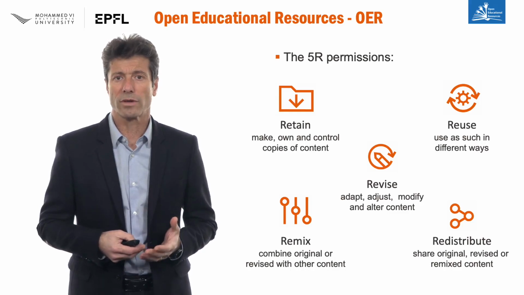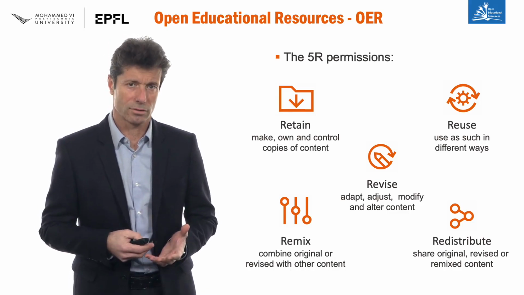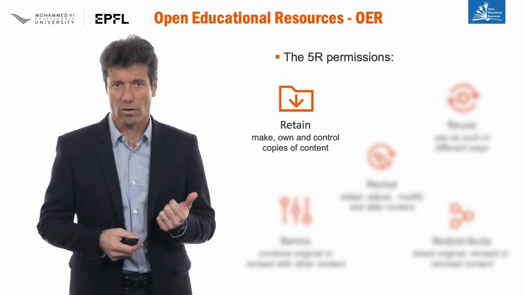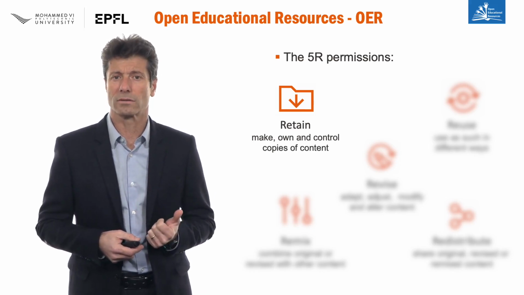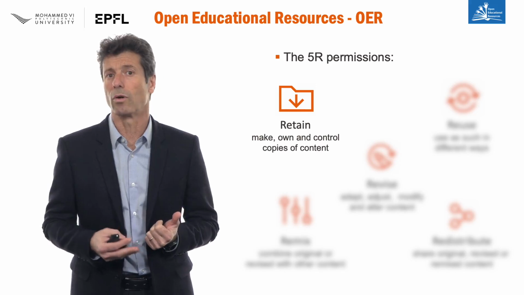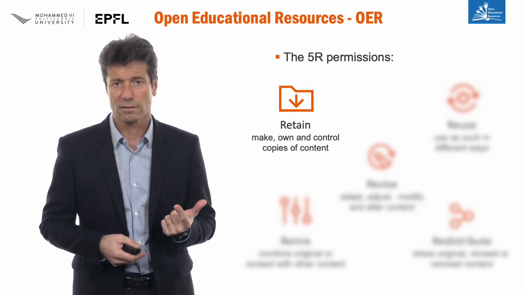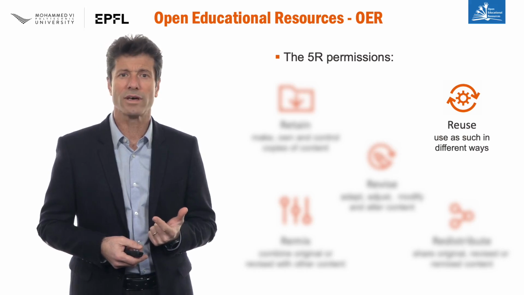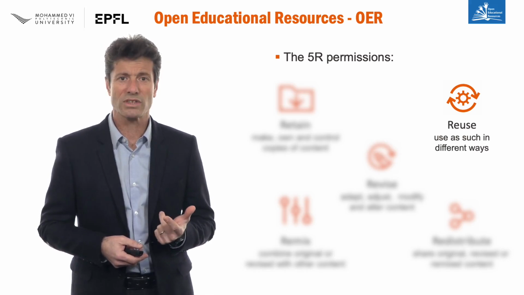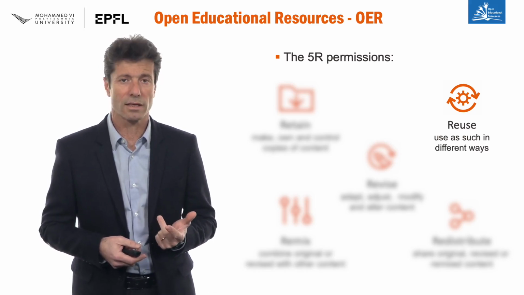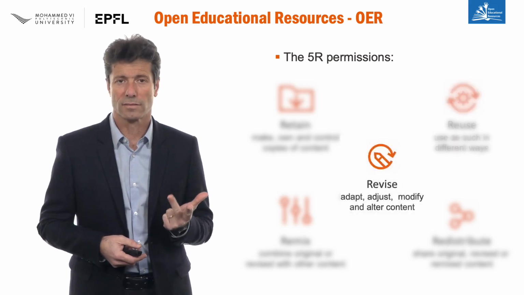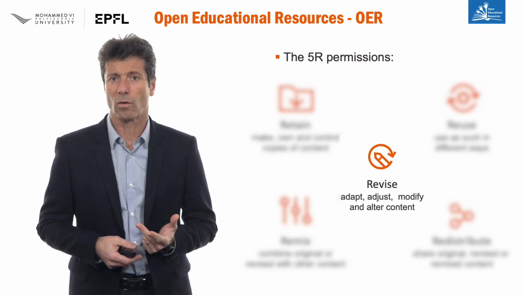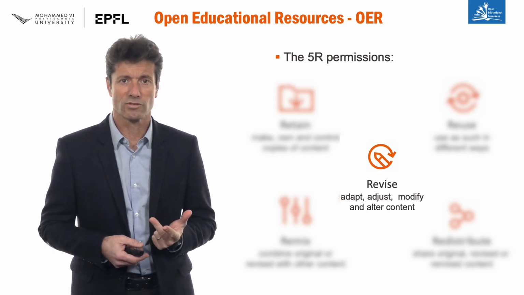OERs come with the so-called 5R permissions. First, retain: the right to create, own, and control copies of the content. For example, download and keep your own copy. Second, reuse: the right to use the content in a wide range of ways, like on a website, in a presentation, in a class. Third, revise: the right to adapt, adjust, modify, or alter the content itself, for instance, translate into another language.